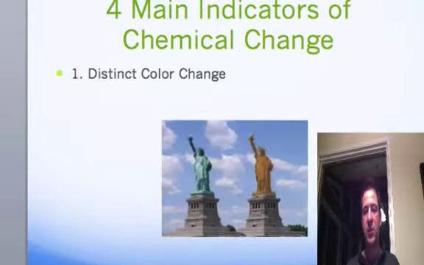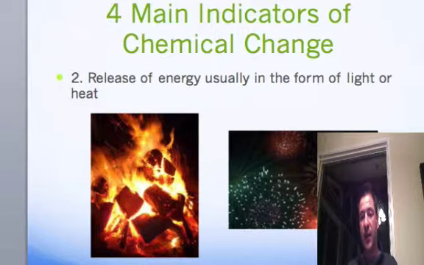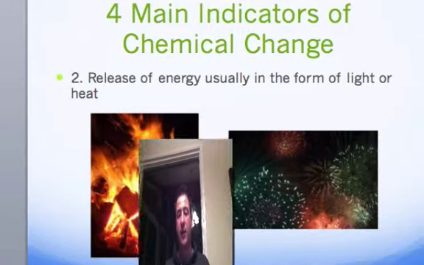So there are four main indicators of chemical change. One is a distinct color change. The statue in this picture used to be a brownie color and now it's green. So it obviously reacted and there was a distinct change in color, so we can identify that as a chemical change. The second thing is that there's going to be a release of energy.